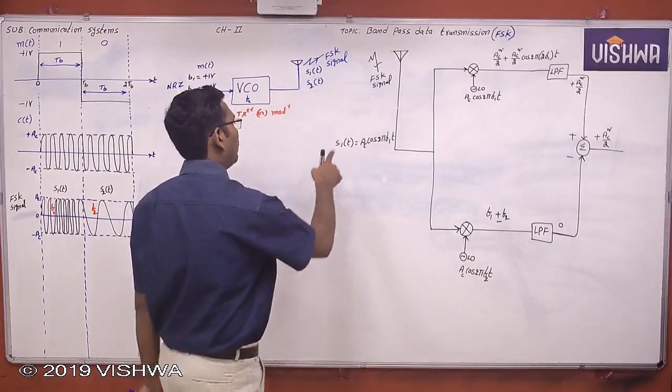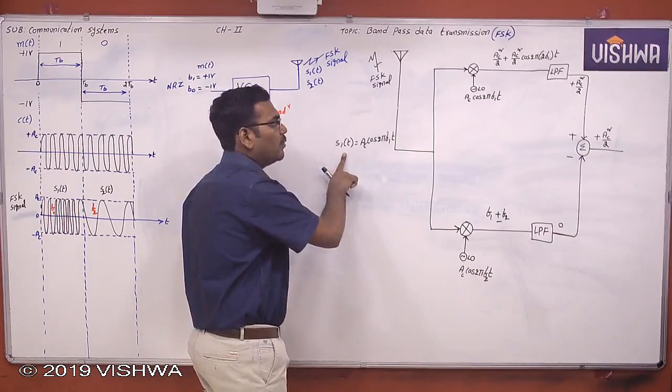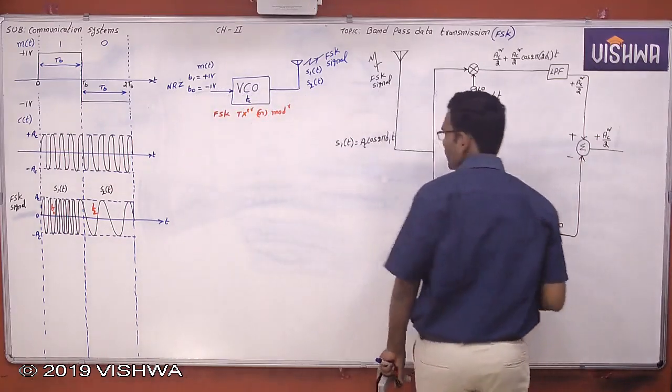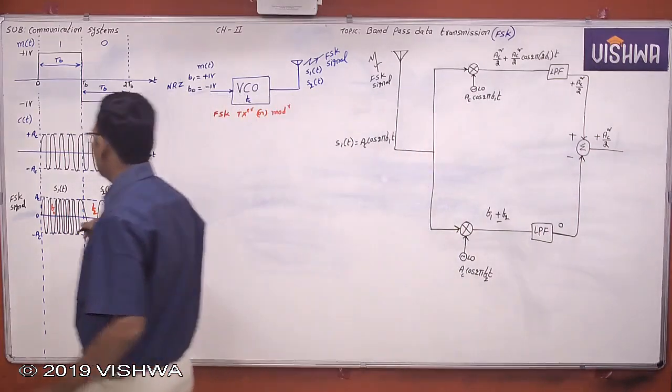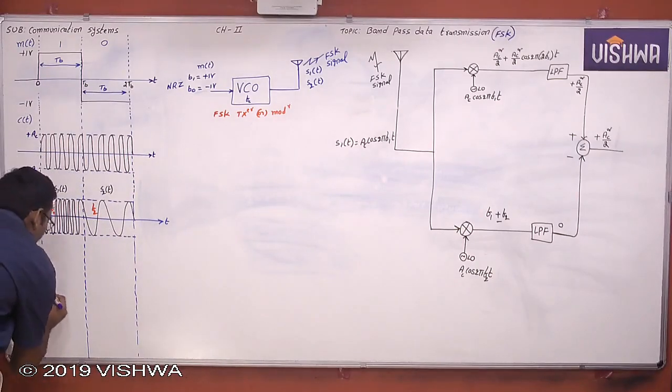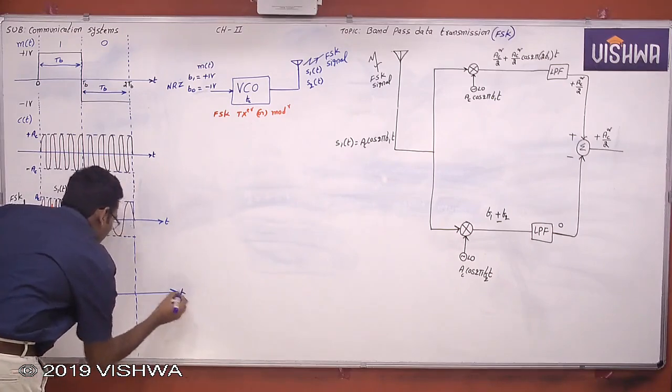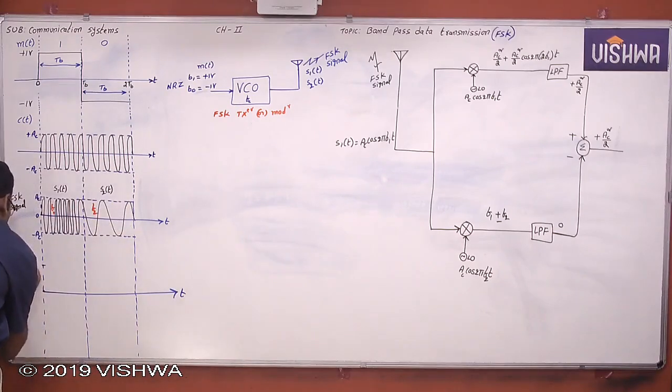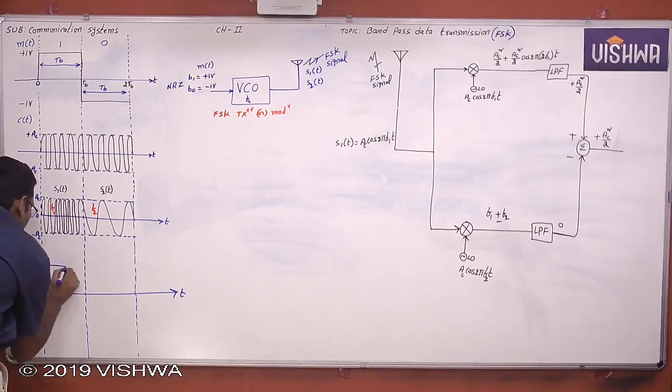So for S1 of t as an input to the demodulator, the output is plus AC square by 2. Where is S1 of t? This is S1 of t. So the output of the demodulator is plus AC square by 2.